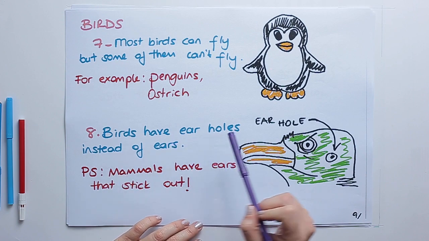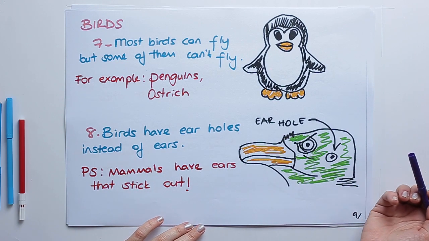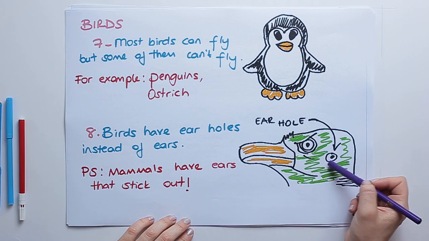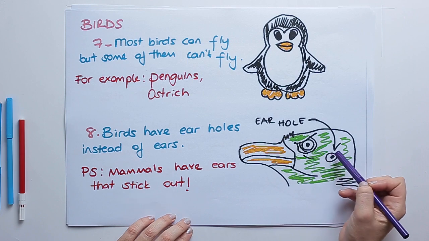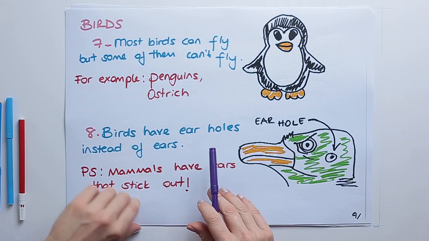Eighth one, birds have ear holes instead of ears. So you may be thinking about it. How would they hear? They hear from their ear holes right beside their heads. Mammals have ears that stick out.